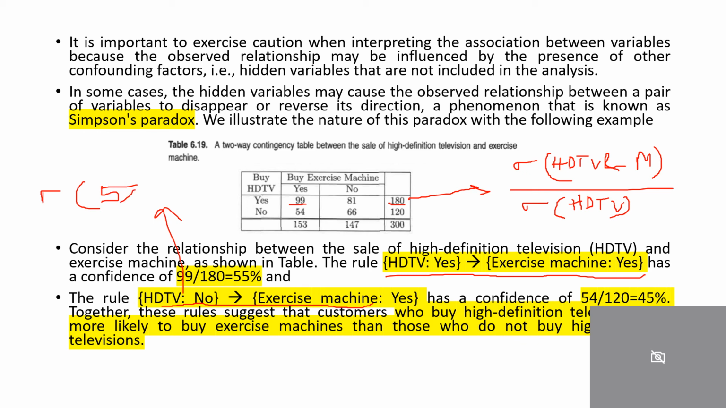54 divided by the support count of HDTV no, which is 120. So you get 54 divided by 120, which is 45%.